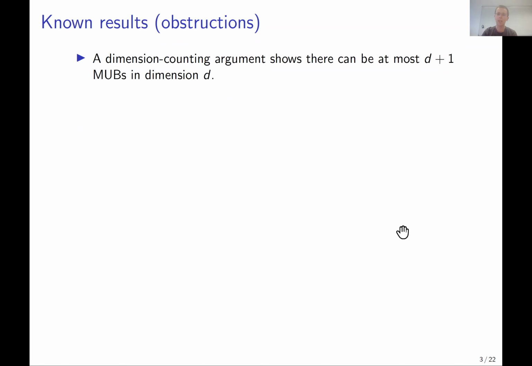Okay, so then what is known about this largest number of mutually unbiased bases? Well, let me first mention the only known upper bound on this number. This upper bound is dimension plus 1. And it's a very easy to show upper bound, so I thought I would just show it to you. So how do you do it? You do some dimension counting argument.